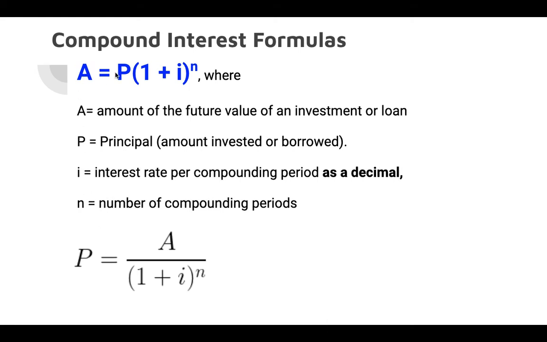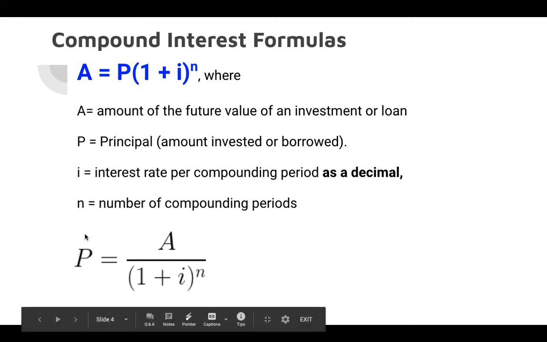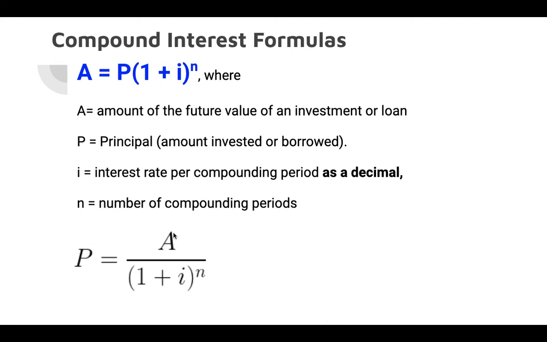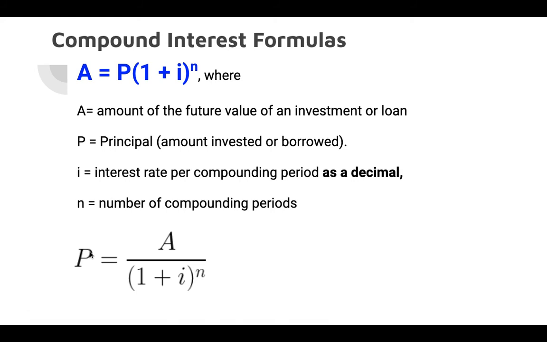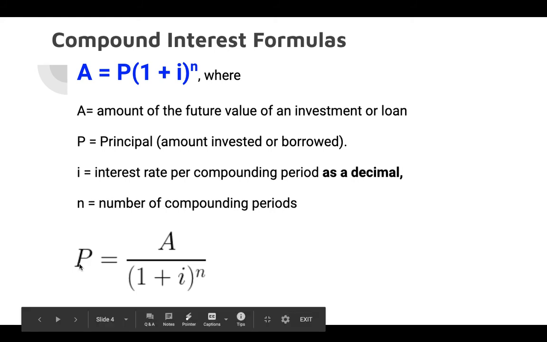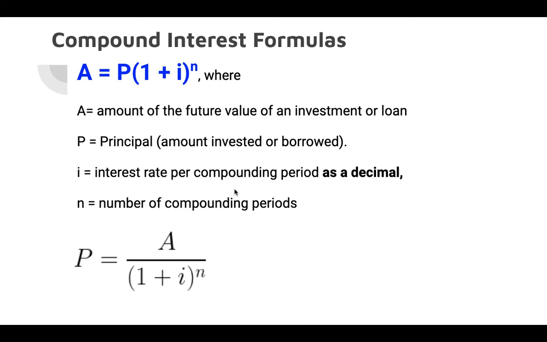If we want to find how much we need to invest to get to a certain amount in the future, we can rearrange this equation for P. So how much do we need to put in or how much do we need to borrow? And we're going to do that probably next cycle. I just wanted you to see those two equations on one slide.